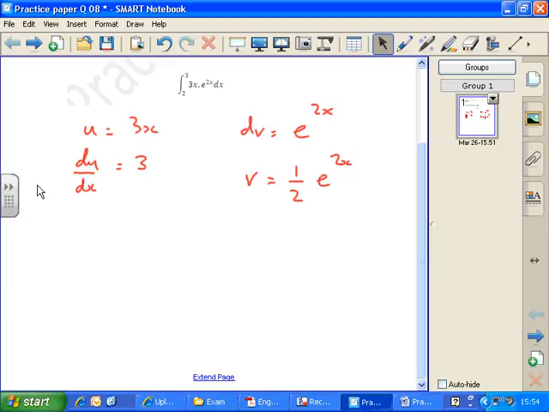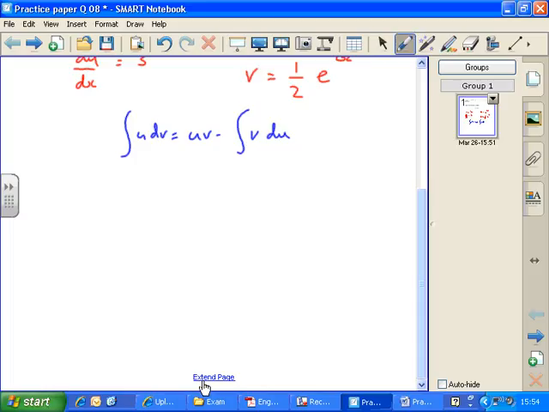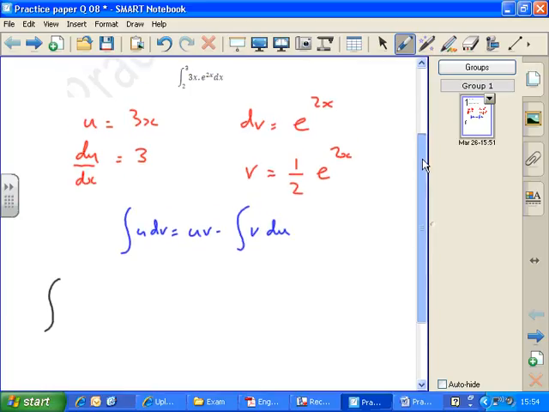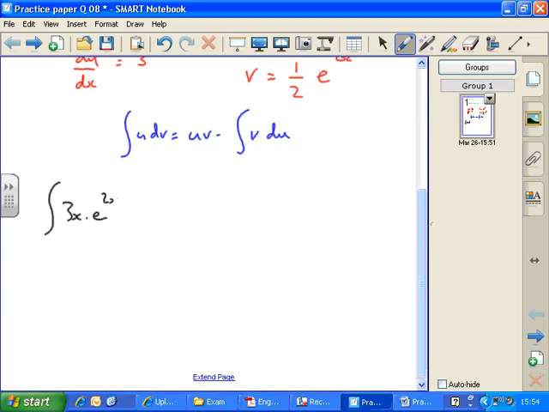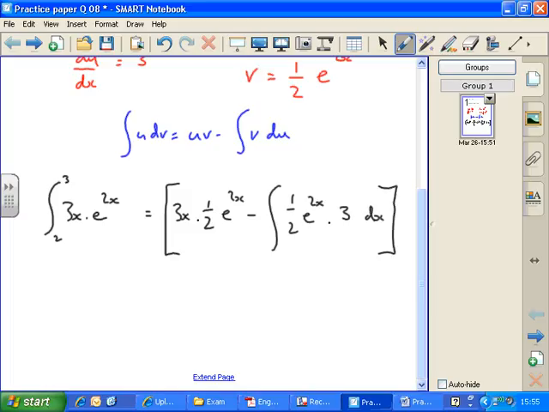So now we use integration by parts, which tells us the integral of u dv equals uv minus the integral of v du. So plugging these into this formula, the integral of u dv, which is what we want to find, 3x e to the 2x, between the limits of 2 and 3, equals, all of this got to go in between the limits of 2 and 3, so that'll be uv, and u is 3x, times v, which is a half e to the 2x, minus the integral of v, which is a half e to the 2x, du, which is just 3 with respect to x. So now I've got to do that integral, and this will then all be between 2 and 3.